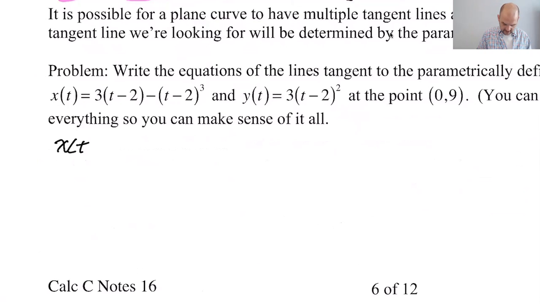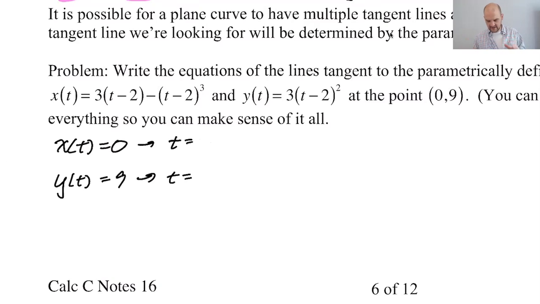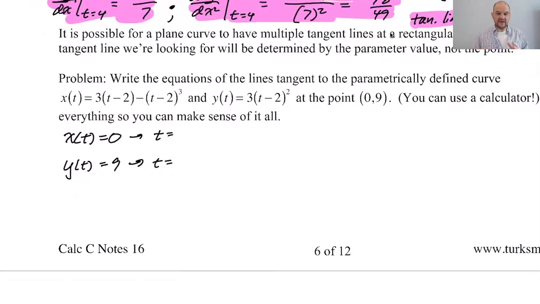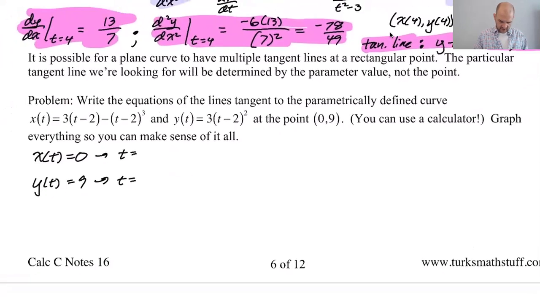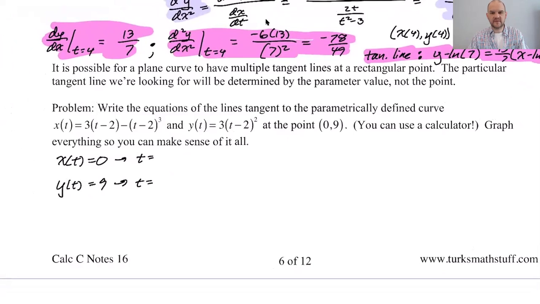So x of t equals 0 means that 3t minus 2 minus 2. You know what? I'm going to use a calculator. That's going to give me a couple t values. And then y of t equal to 9 is going to give me a couple of t values. And then I need mutual values, so I need values that make both of them true at the same time. And then we're going to find the tangent lines. So let's go to the calculator, get this done.